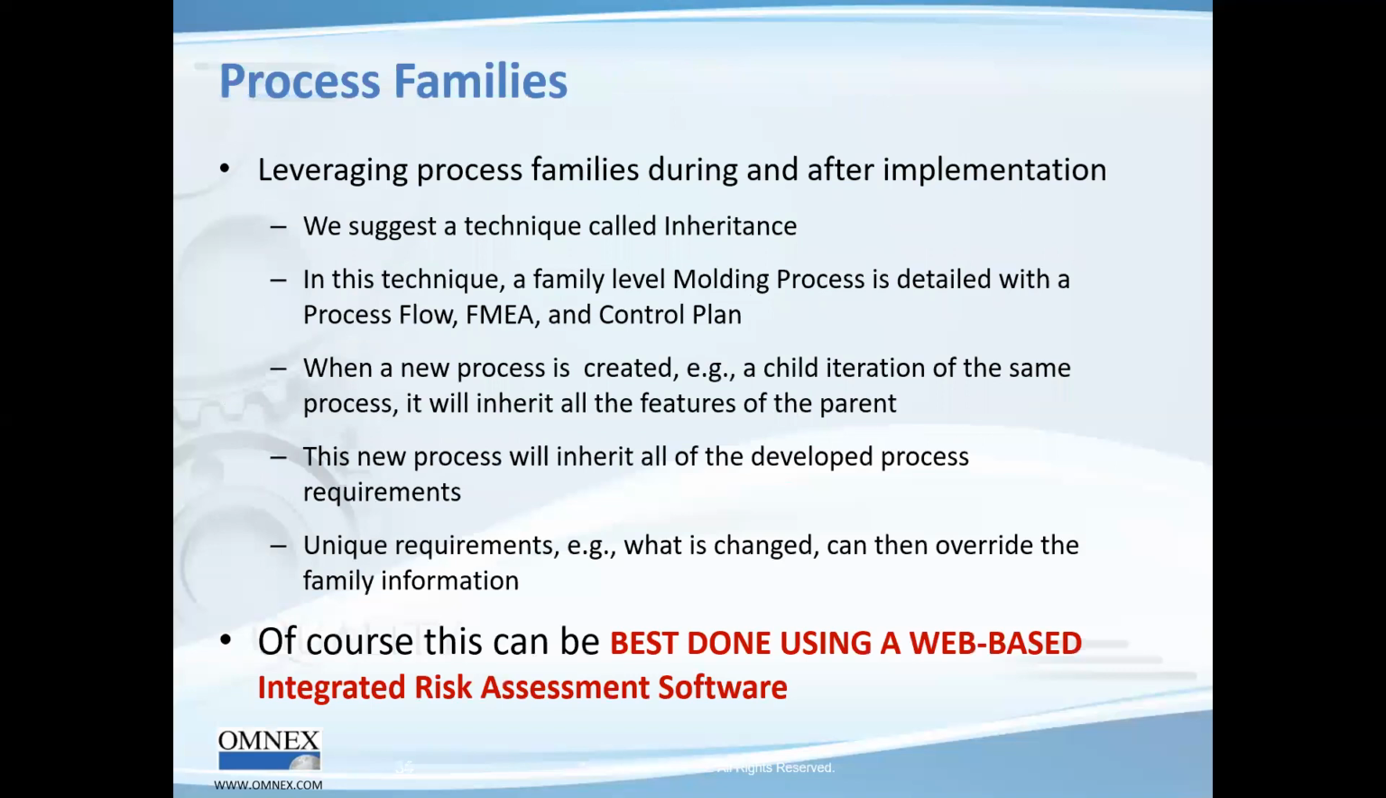Another way of leveraging this is looking at process families. Process families are a group of products that are very similar to each other, but there is some modification. We can do process families in design. We can also use process families for process. And what we use is a technique that we call inheritance. So in this case, we start off with a family level process. And we detail it, we put in the information. And then when we have a new process created, we call it a child iteration. It will inherit all the different features of the parent.